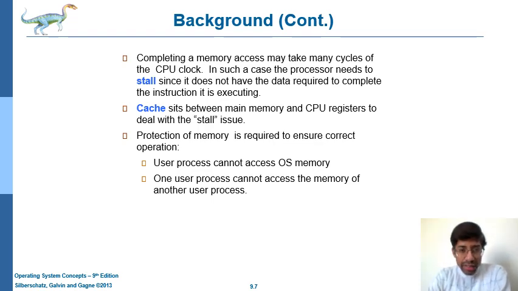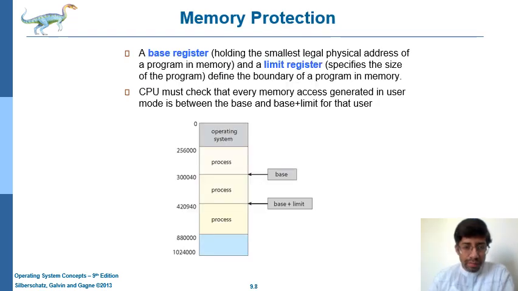In addition to the stalling and cache, we also need to ensure that user processes cannot access the memory allocated to the operating system processes or the resident OS kernel processes. Similarly, the process generated by one user or one program should not be allowed to access the memory allocated to other processes or other programs. This concept is known as protection of memory. One of the methods to ensure memory protection is with the help of two basic CPU registers. One is called the base register, another is called the limit register.